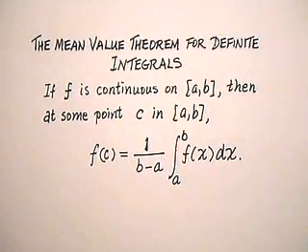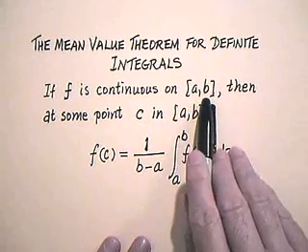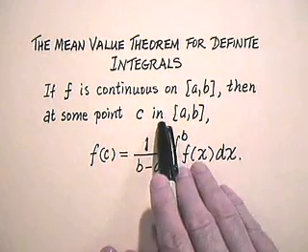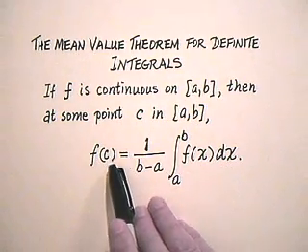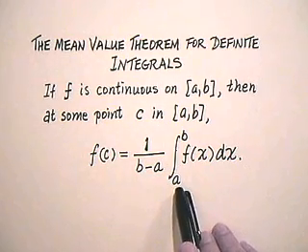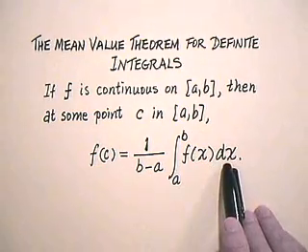We'll begin with a theorem we call the mean value theorem for definite integrals. The mean value theorem for definite integrals: if f is continuous on the closed interval [a, b], then at some point c in the closed interval [a, b], we have f(c) equals 1 over (b minus a) multiplied by the definite integral from a to b of f(x) dx.